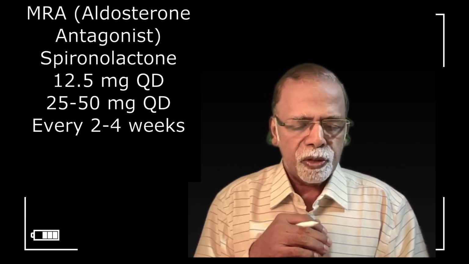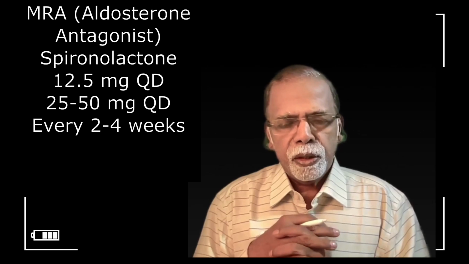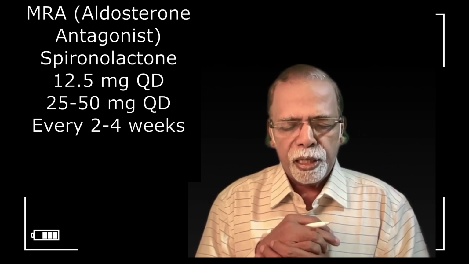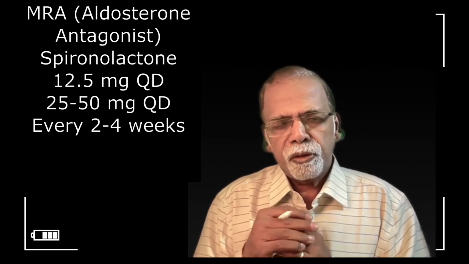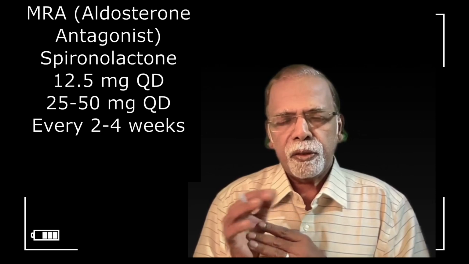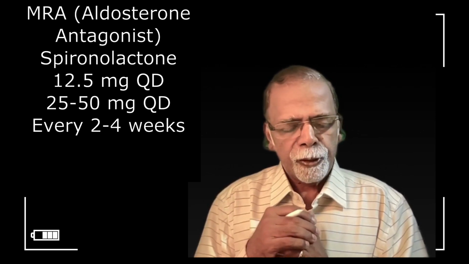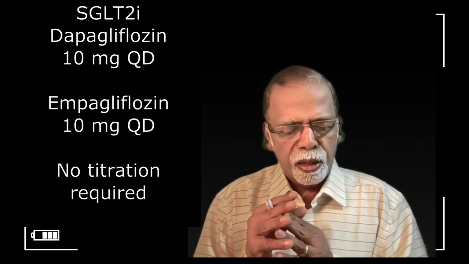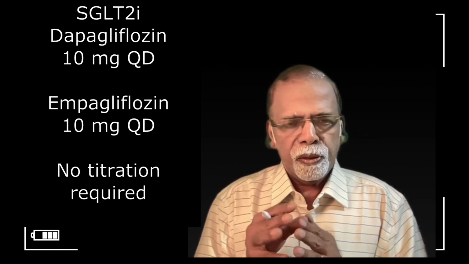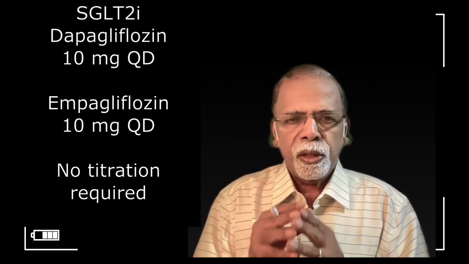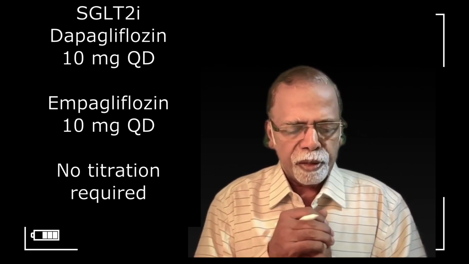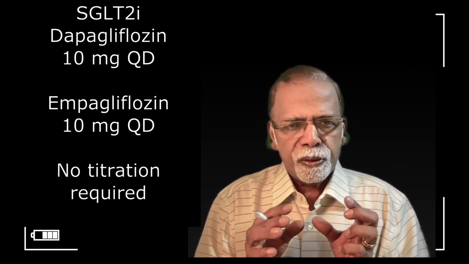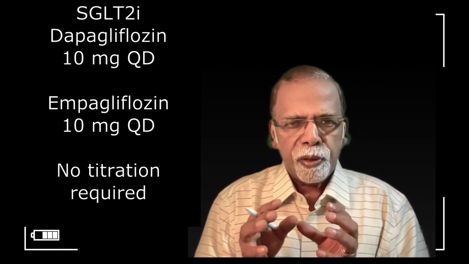Then comes the mineralocorticoid receptor antagonist. The routinely used one is spironolactone. Here you use a small dose, 12.5 milligrams daily, increase to 25 to 50 milligrams, again over 2 to 4 weeks. For the SGLT2 inhibitors, dapagliflozin and empagliflozin, there is no need for titration, only a single dose of 10 milligram is given. And again, as mentioned, the diuretics are to be given for symptomatic treatment.